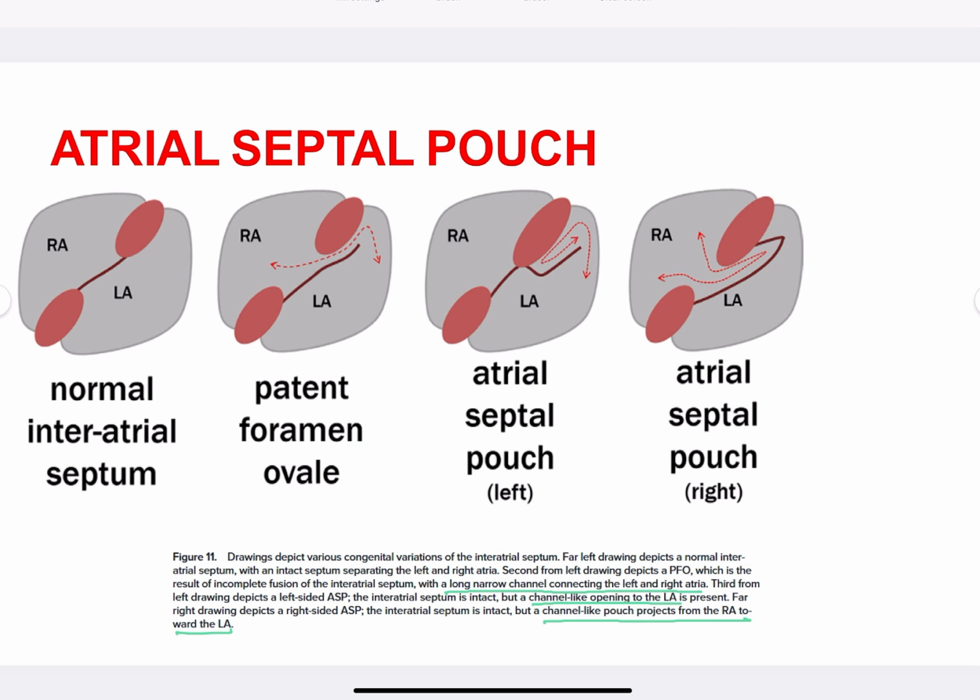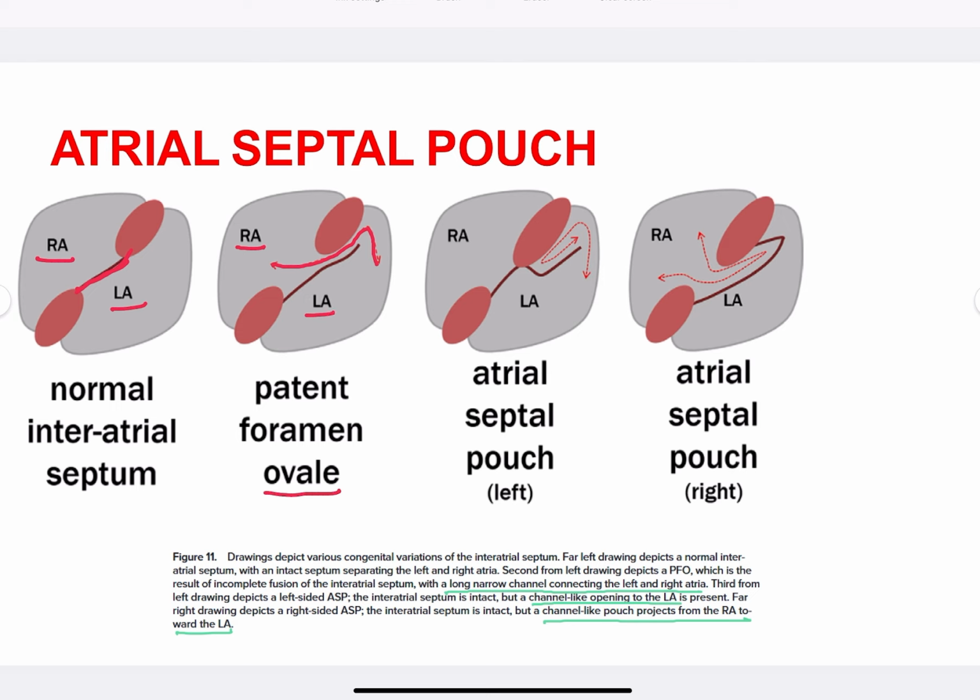Now let us see what is an atrial septal pouch. Now this is the right atrium, this is the left atrium, this is the intact normal interatrial septum. Then we have patent foramen ovale. Here we can see there is this long narrow channel that is connecting the right atrium and the left atrium. So it is an example of patent foramen ovale.